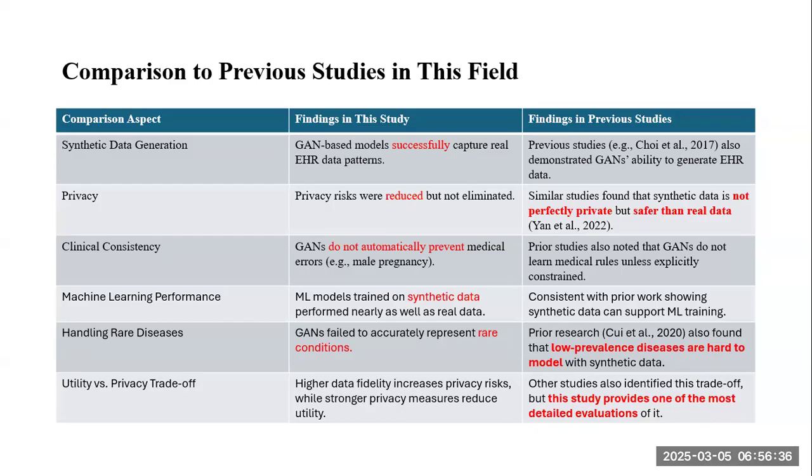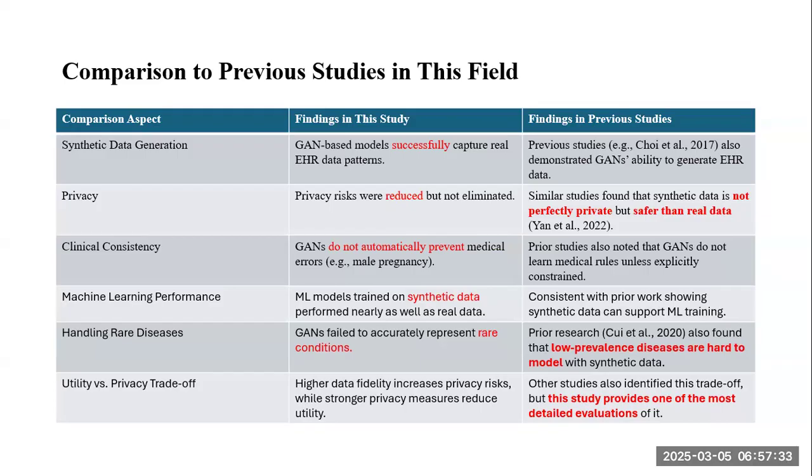And clinical consistency. In this paper, the GAN does not automatically prevent medical errors. If we have some data, it will give us some other result. It won't always give real data if it doesn't really occur, and these data can give some errors. The previous study was not about medical rules, unless it's constrained. On machine learning performance, ML models trained on synthetic data perform as well as on real data. Prior work also showed that synthetic data can support ML training.